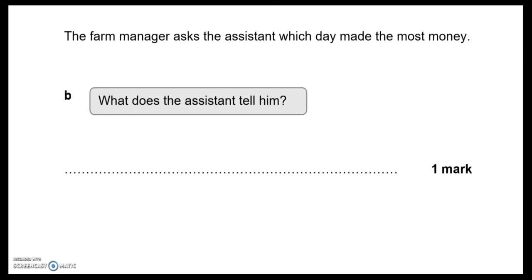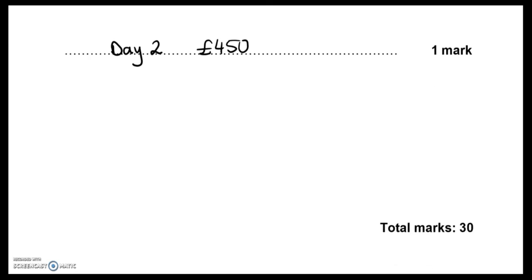The farm manager asked the assistant which day made the most money. And as we saw, in the second day, £450 were made. And that was higher than £300 and 250 in the other 2 days. So we're going to say day 2, £450. And this is the end of the paper.